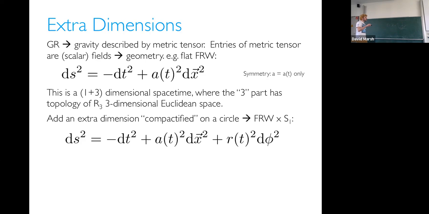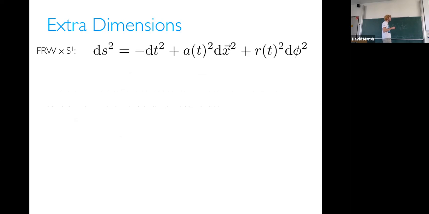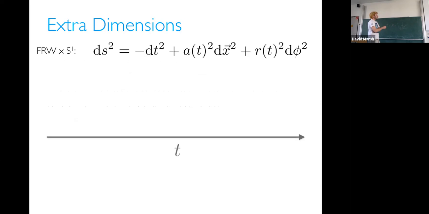So my assumption here is that everything really depends on time. Just like in Friedmann, we assume spatial homogeneity and isotropy. I'm assuming homogeneity and isotropy in the extra circle as well. So what does this look like? What does FRW cross S1 look like? Let's look at what happens as we go along in time.